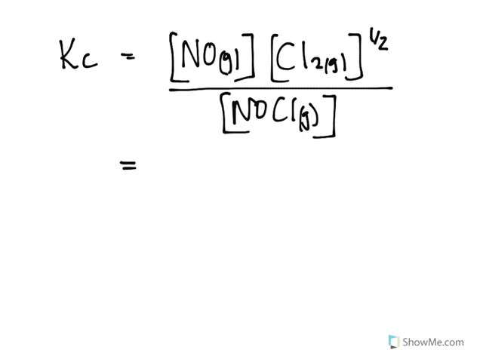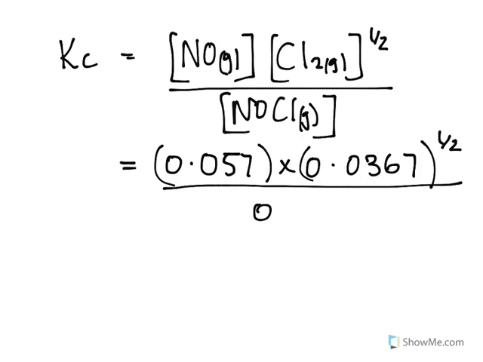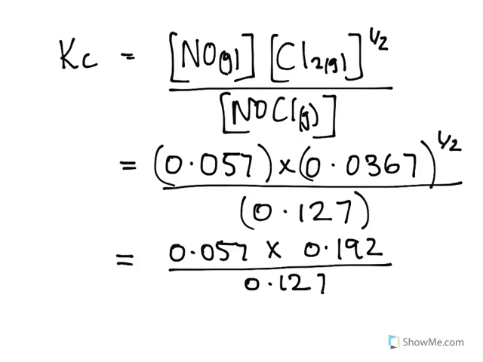So we have our expression. Using the concentrations we worked out in the previous part of the question, if you can't remember what they are, just flip back, or if you've written them down, have a look back. So it was 0.057 multiplied by the concentration of chlorine that we worked out, 0.00367, and that's to the power of half, divided by the concentration of NaCl, 0.127. Working through the maths gives us 8.6 times 10 to the minus 2.